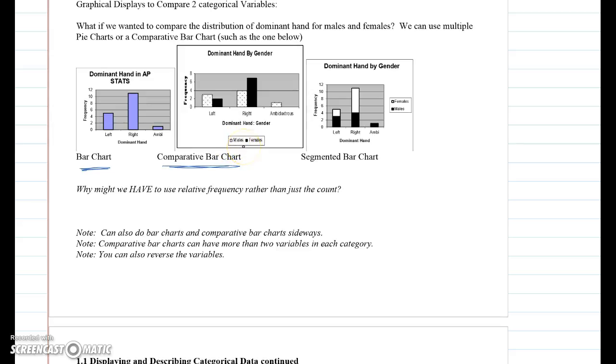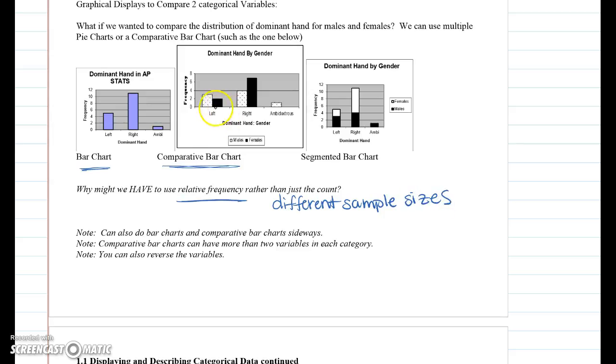Now if I have the same number of males and females, I can go ahead and do the frequency. However, if I have like 30 males and only 18 females, if I do counts, that's very misleading when comparing the two different groups. So in that case, we would need to do relative frequencies. If you have different sample sizes, you will need to do relative frequency, which I don't have an example of right here.